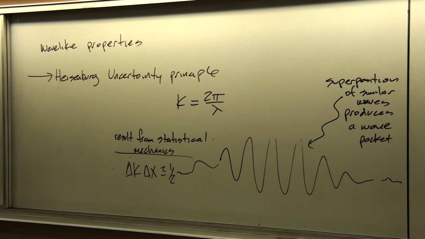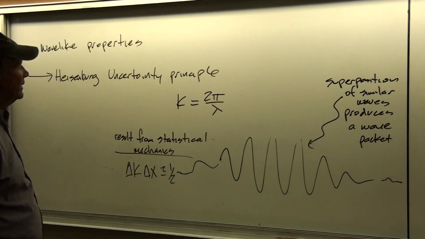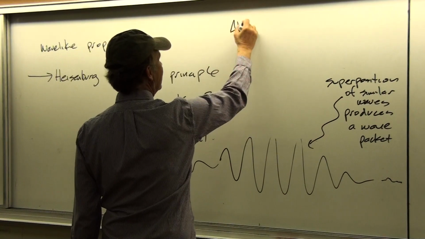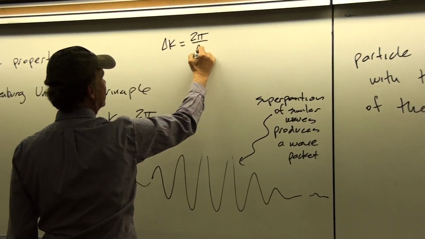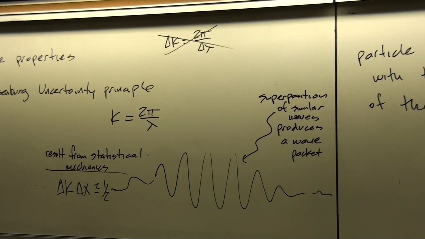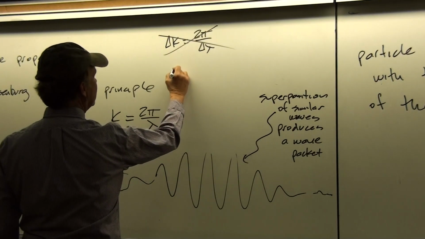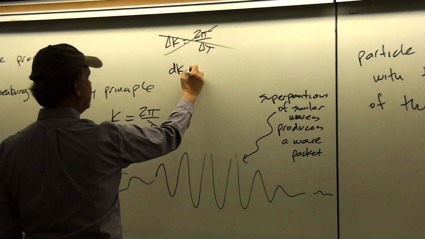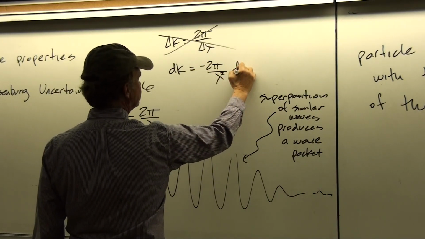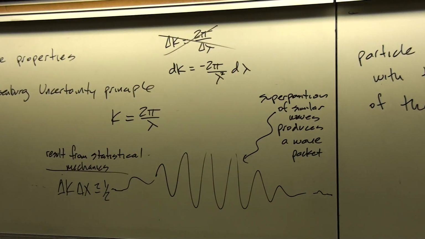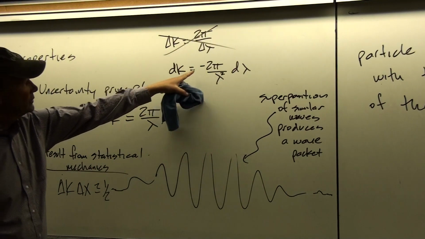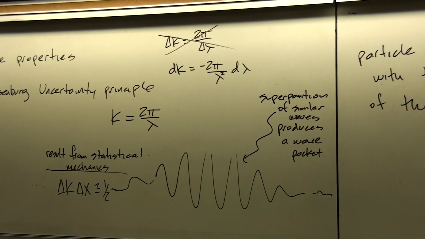Okay, and so if we want to know what delta k is then, well, we can write delta k as, we could say, well, is delta k equal to 2 pi over delta lambda? A lot of people might say that, but that would be completely wrong. Okay? So what we really need to do then is say, well, dk, if k is 2 pi over lambda, then dk is minus 2 pi over lambda squared d lambda. Okay, so we're just taking the derivative of k with respect to lambda. This is lambda to the minus 1. That's minus 1 times 2 pi over lambda squared times d lambda.